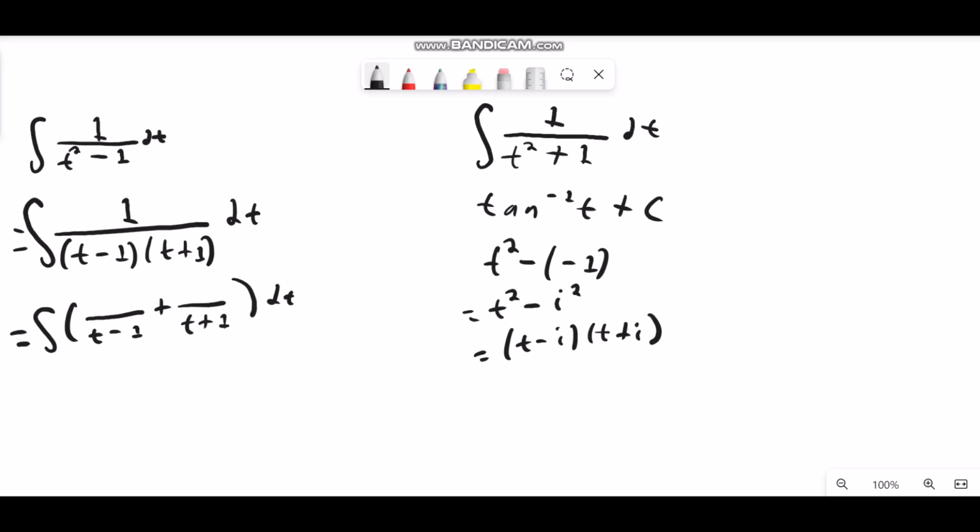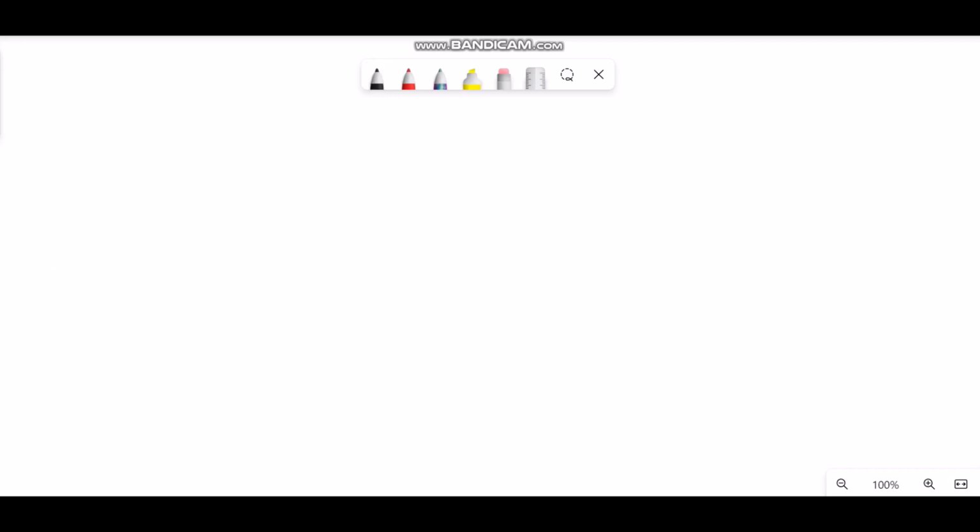So I got to thinking, what would happen if we did this integral two different ways? First way is just realize that we get the inverse tangent, and the second way by factoring. So let's go ahead and take a look at that. Let's get a blank screen here. All right, so let's write this down again. So we're going to take a look at the integral of 1 over t squared plus 1 dt.